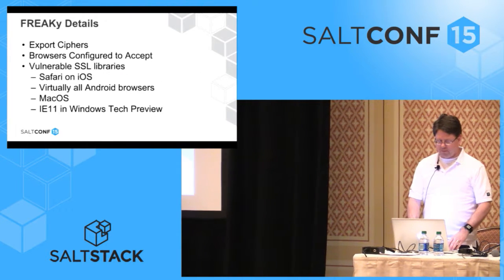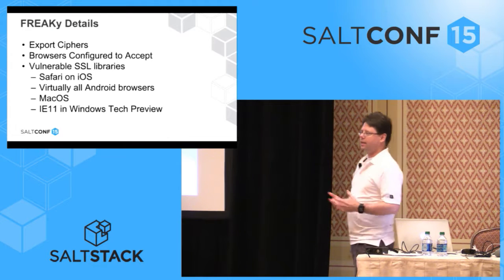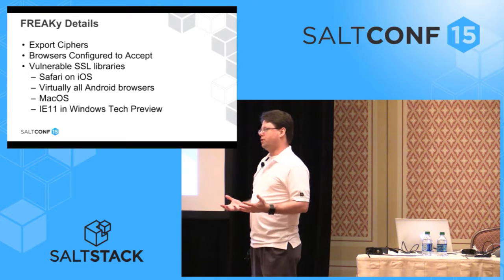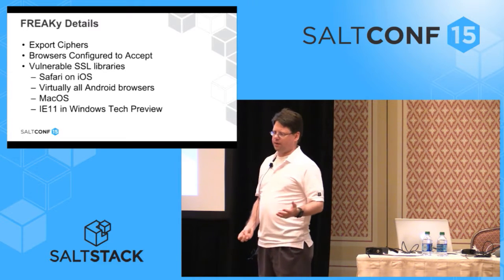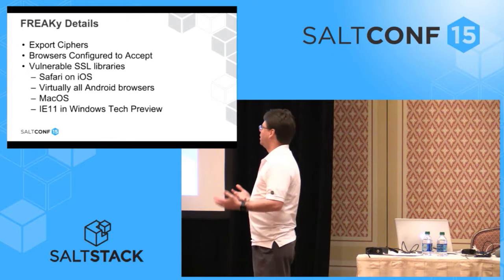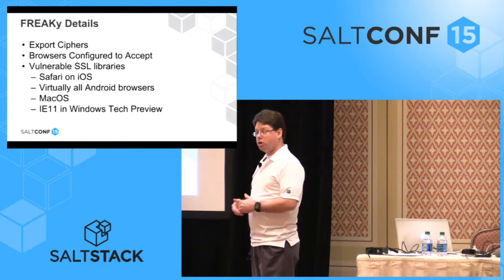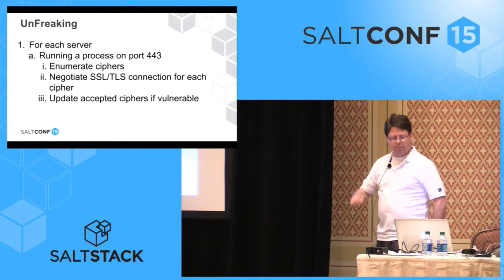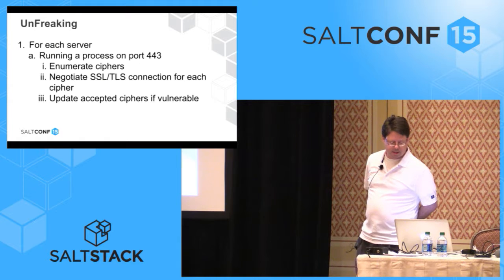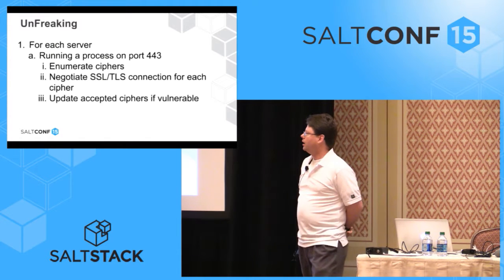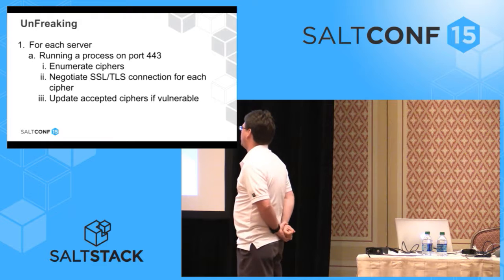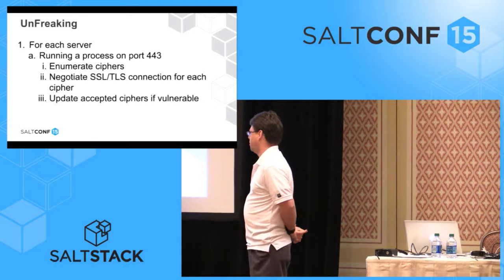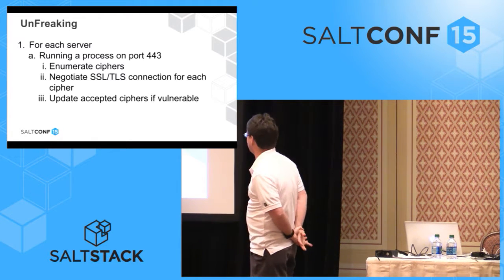So how would we mitigate something like this? Ideally, you'd say, okay, I have a bunch of web servers running. I don't really want to go look at all their configuration files separately. Is there some way that I can take a look and see if any of them will negotiate this export cipher? So for each running server, let's check and see if there's a running process that is bound to port 443. Let's enumerate all the ciphers that are available. Let's try to negotiate a connection for each cipher that's available, and then ultimately we would update the types of ciphers that are accepted if it is vulnerable.